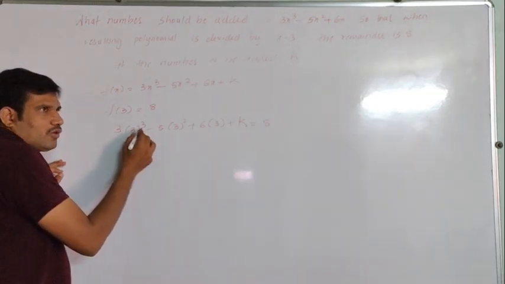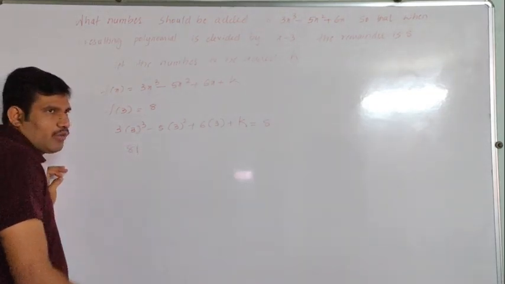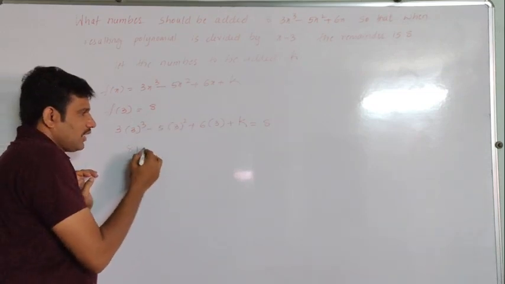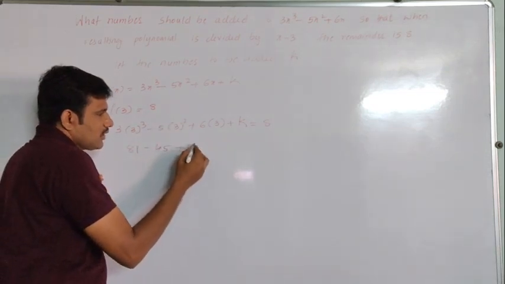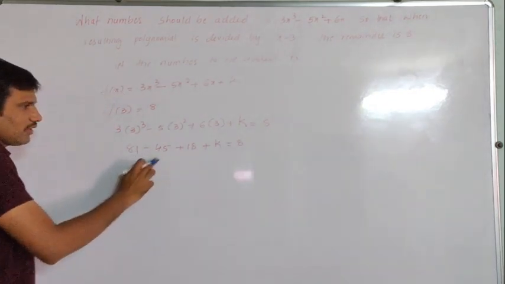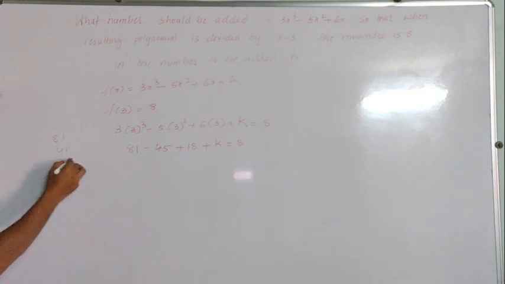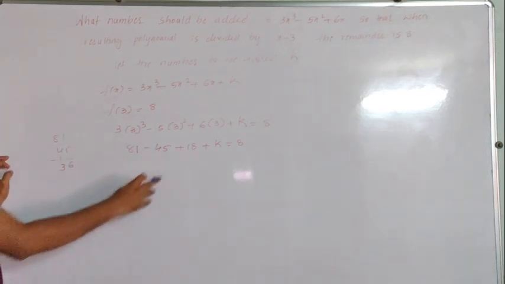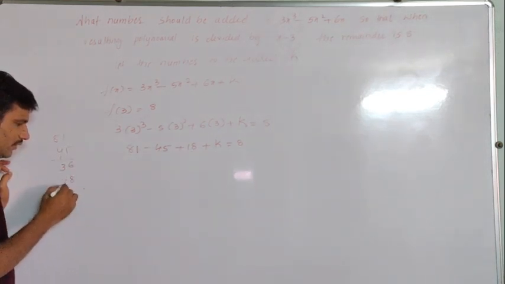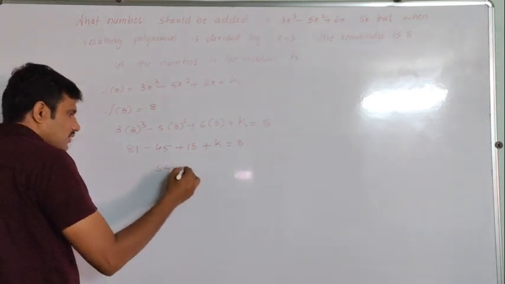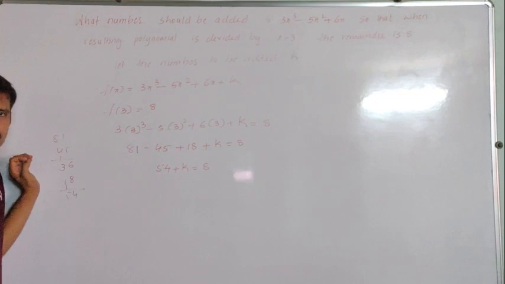So 3 cube is 27, 27 into 3 is 81. 3 square is 9, 9 fives are 45. 6 into 3 is 18, plus k is equal to 8. Now 81 minus 45 is 36. 36 plus 18 is 54. Now see here, 54 plus k is equal to 8.